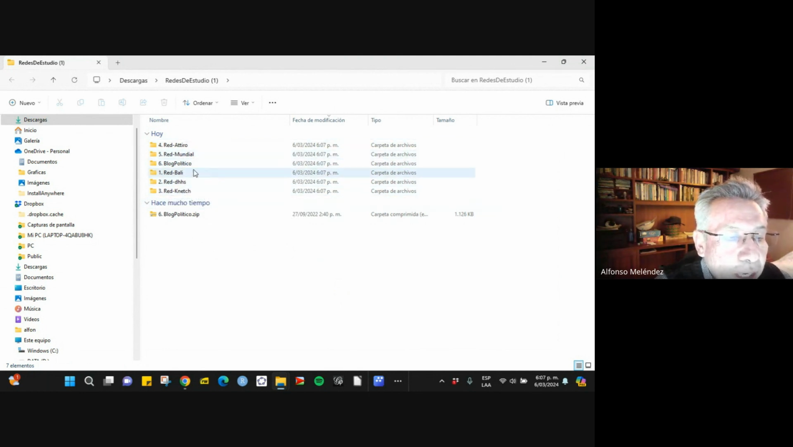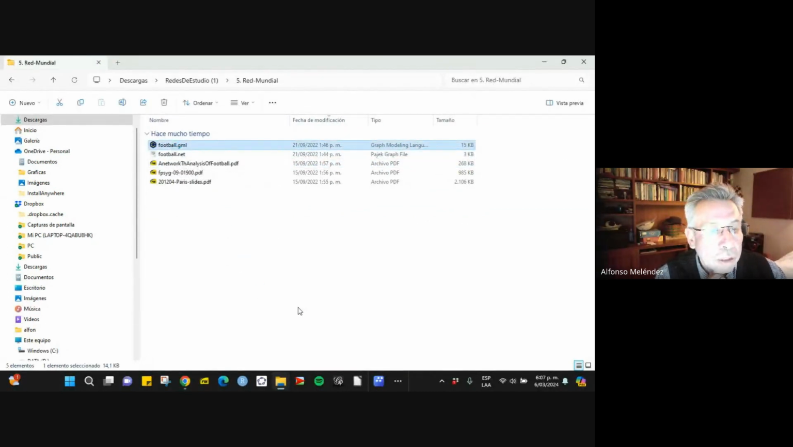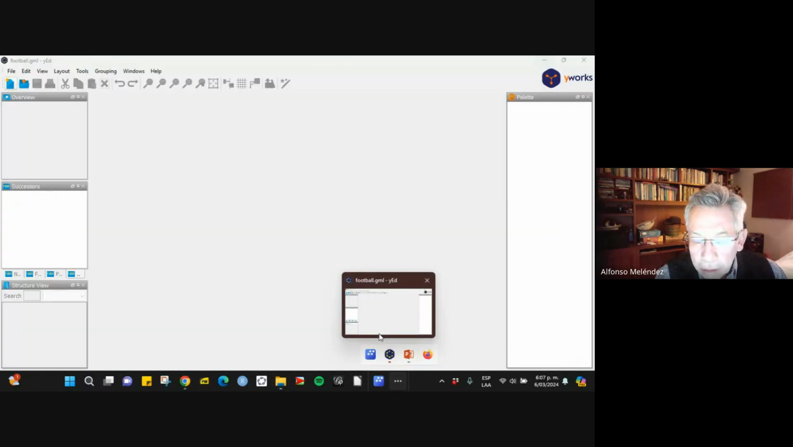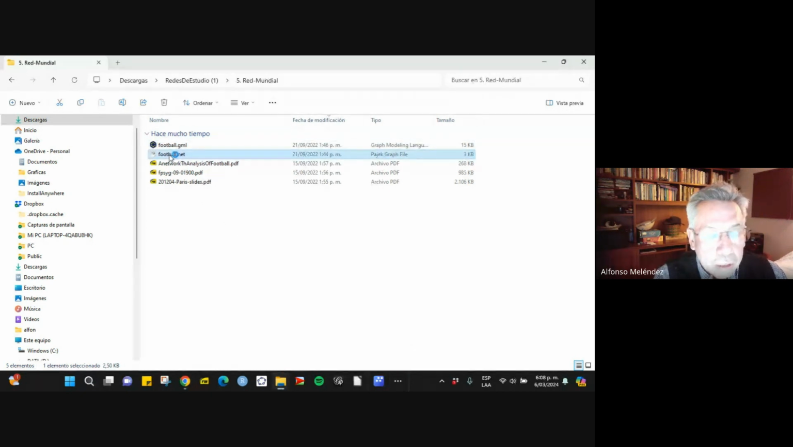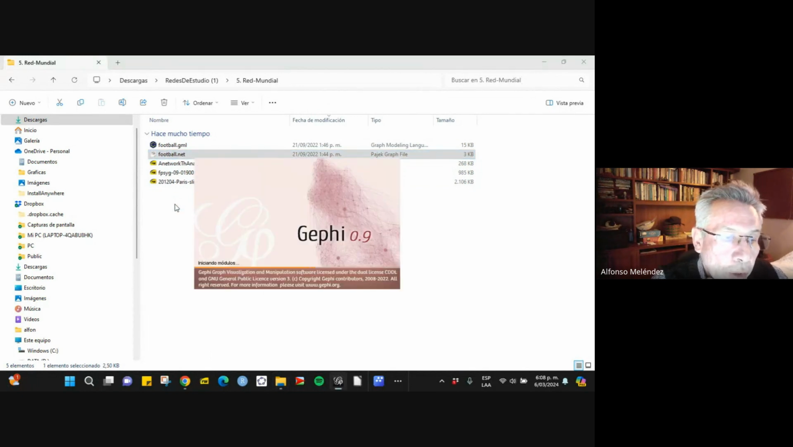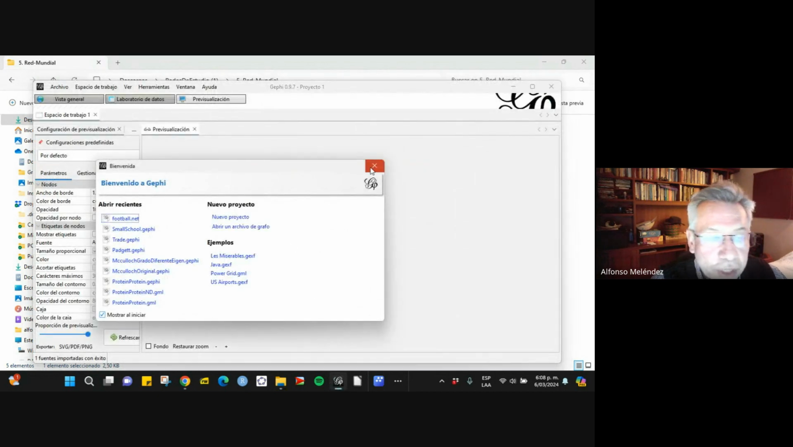Here is a football network. Let me see if I can see the network, I guess in Gephi. And there are articles about the network. If you like football or are interested in sports, it's a very important topic of network science.